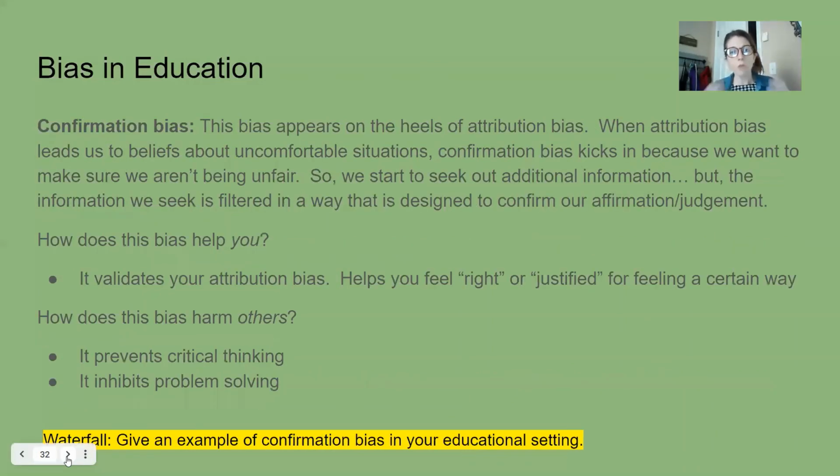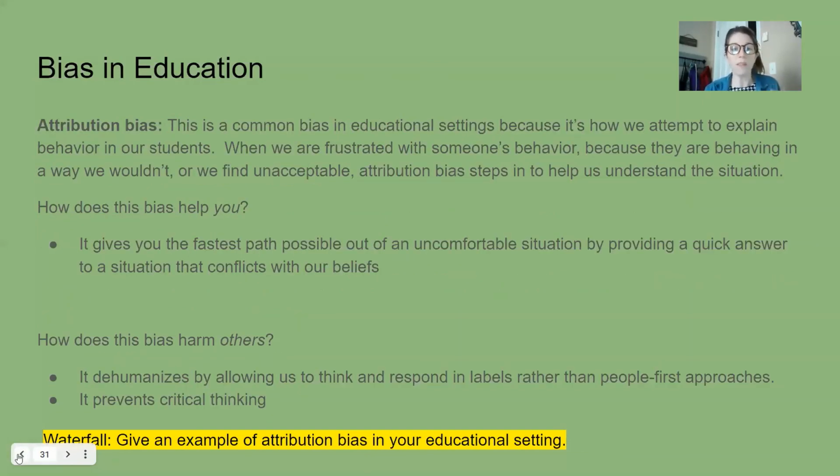So attribution bias, how it helps you is it helps you get the fastest path possible out of an uncomfortable situation. How does it harm others? It dehumanizes us to think and respond in labels rather than people first approaches, and it can prevent critical thinking.